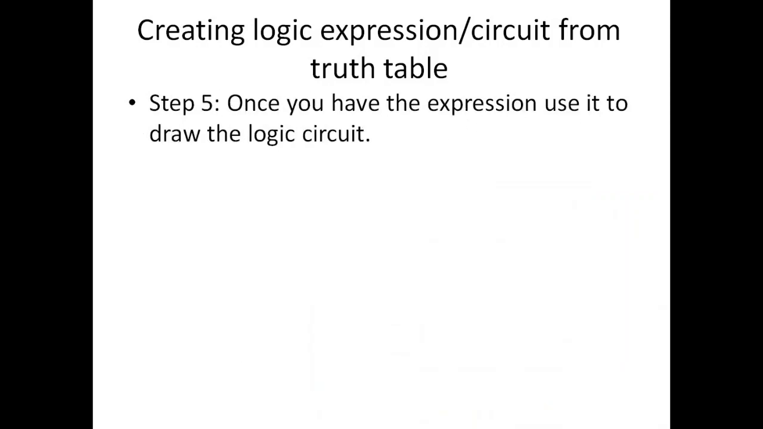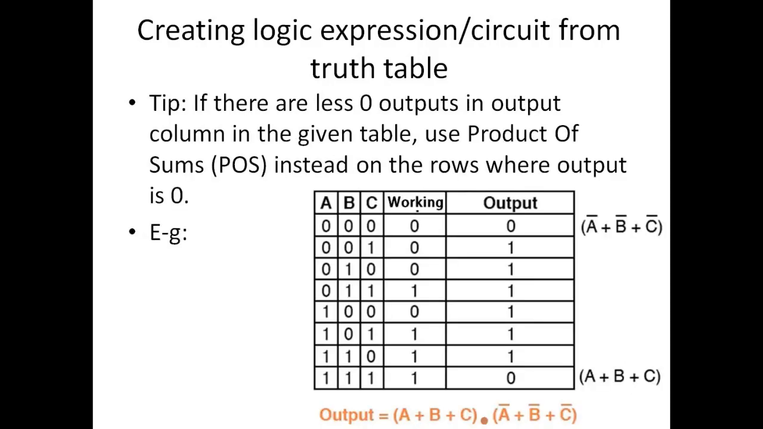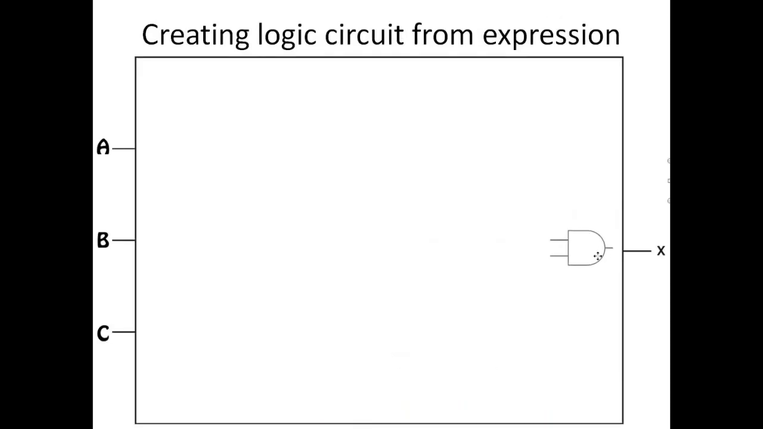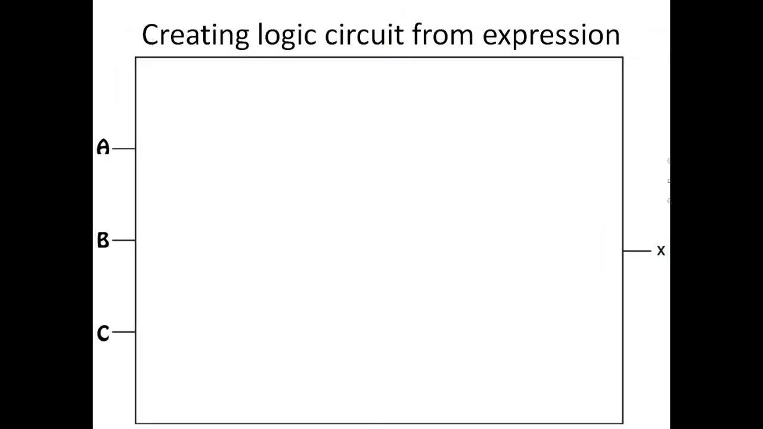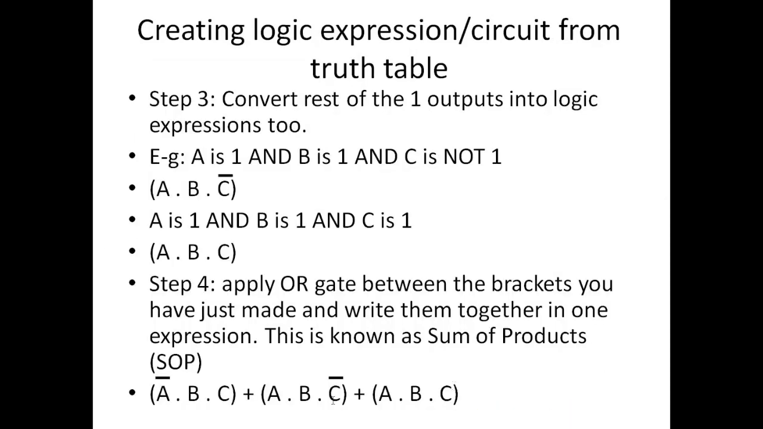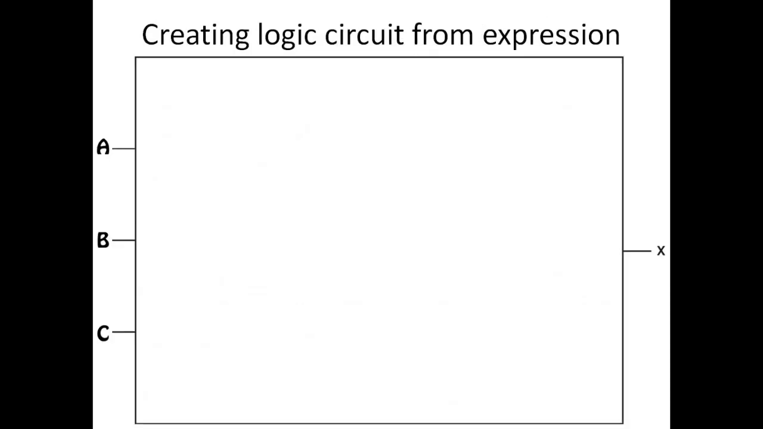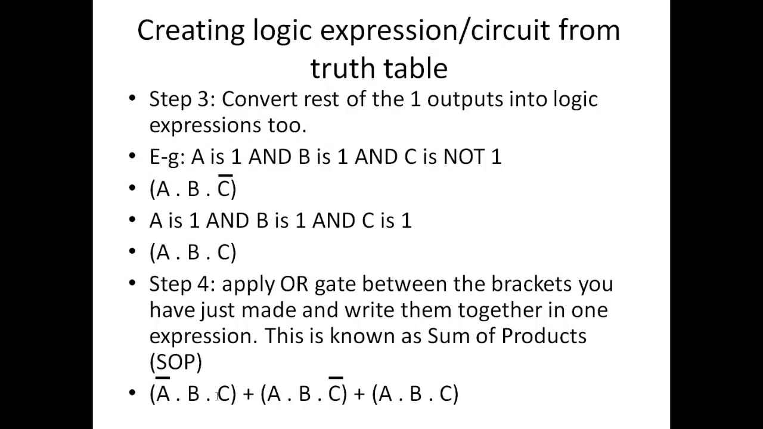Once you have the expression, use it to draw the logic circuit. Now in this term we have an AND gate in between, so we would apply an AND gate over here and then we would accordingly make our logic circuit like we discussed in the previous example. Whereas right now I'm going to make it for this: A bar dot B dot C. So A bar means I need an A not, and what else I need, B and C.